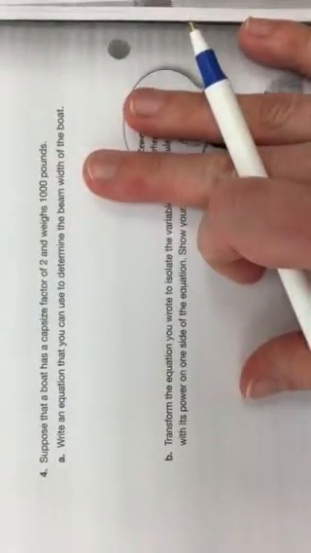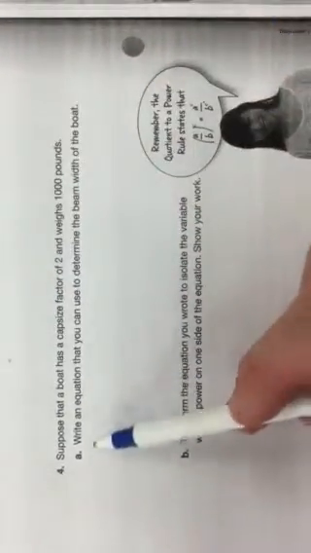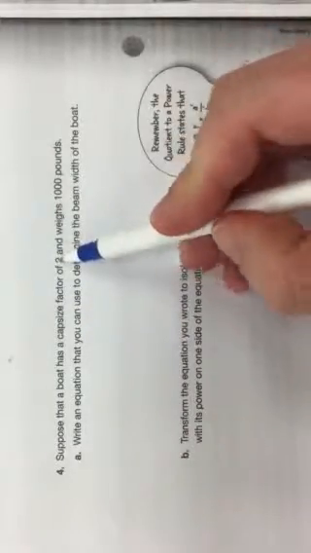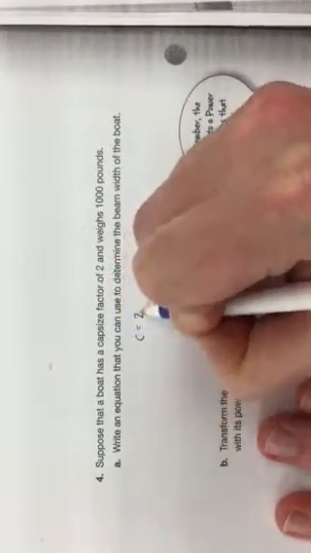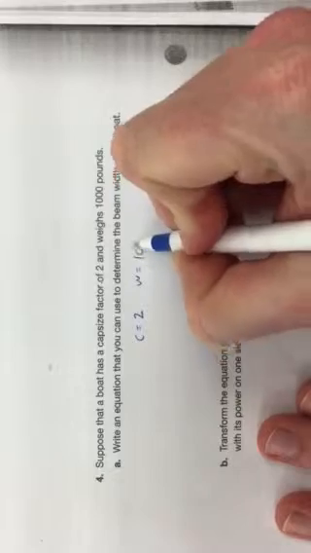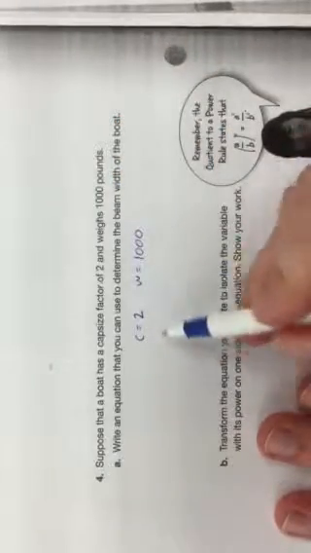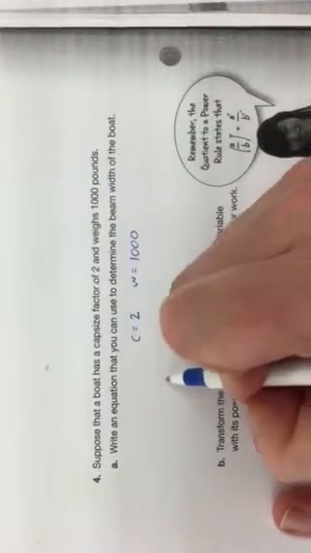I'm going to go ahead and move on to number 4 on this. Suppose that a boat has a capsize factor of 2 and weighs 1,000 pounds. Now this is a little bit different. Up here, we knew the capsize factor and the beam width. Down here, we know the capsize factor and the weight. So we know that C equals 2 and the weight equals 1,000. So when we plug it into the equation, it's going to look a little bit different.